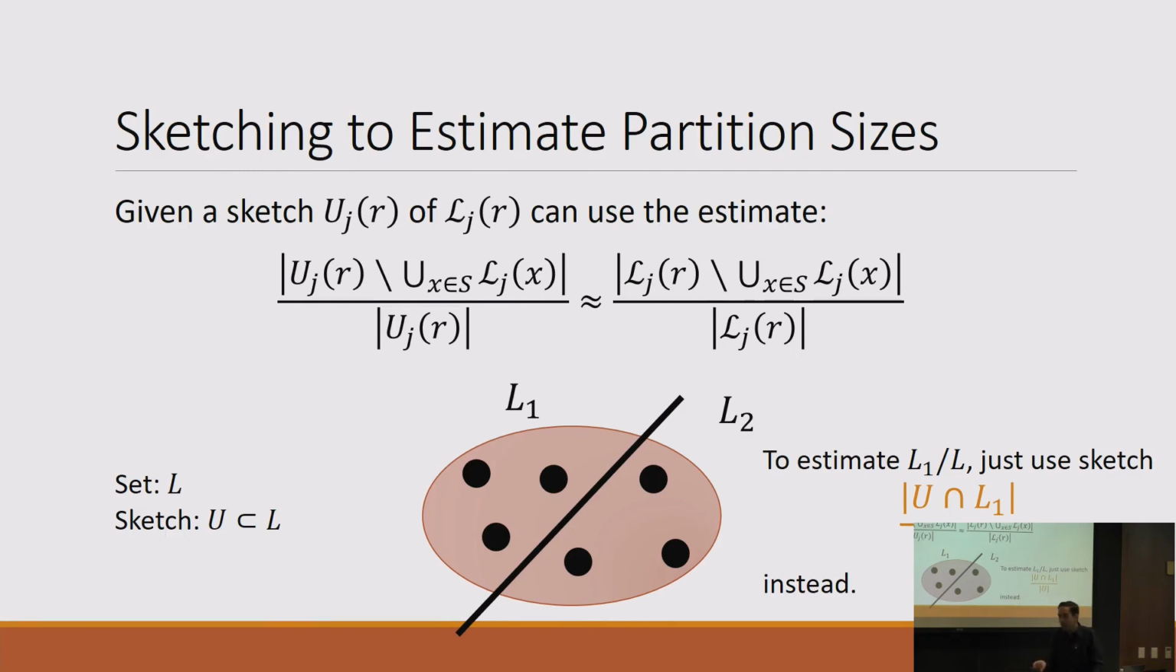But because I don't have L, what I can use instead is my sketch. So I can look at my sketch U and ask what fraction of the points in U are on the L1 side of the cut. In this case, it's exactly half of my points. And so I use the number of points in U that are in L1 over the total number of points in U as an estimate of the actual thing that I'm trying to estimate. So this is a rough idea of how we're going to do this.